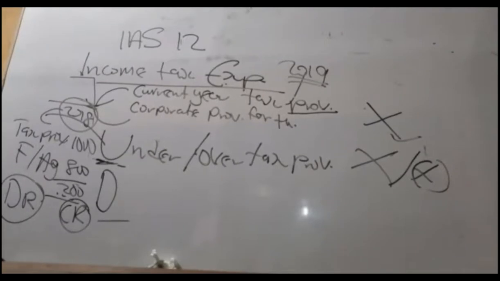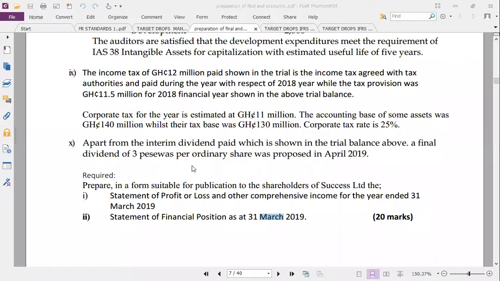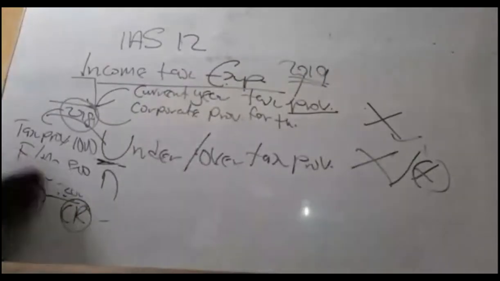So let's take note that if you see them mention last year's tax, they are just drawing attention to under or over. Whilst the tax provision was 11.5 million for the 2018 financial year, shown in the trial balance above. So the final tax that they've agreed is 12 million, but the tax provided is what? 11.5 million. So let's see. The workings will be something like this.